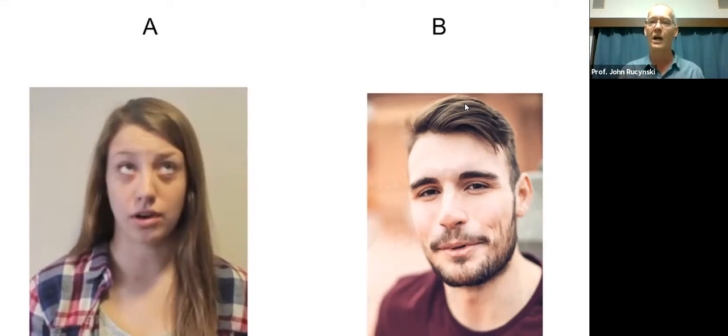So this one's very easy. A, she's rolling her eyes. B is sincere. Or A, that's a natural smile. B, hopefully that's an exaggerated smile. So that might be a clue of sarcasm.